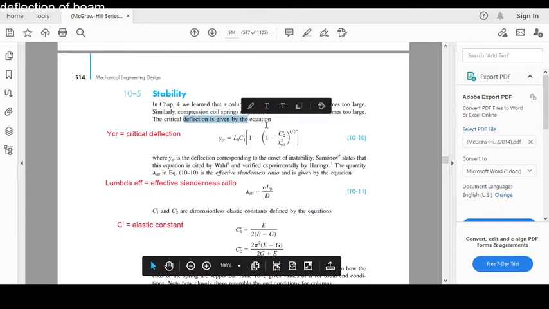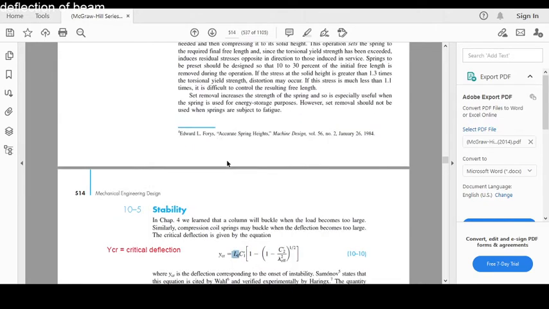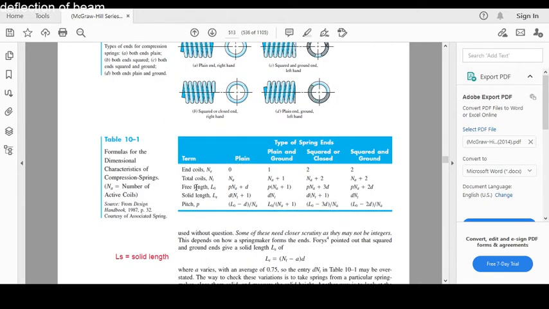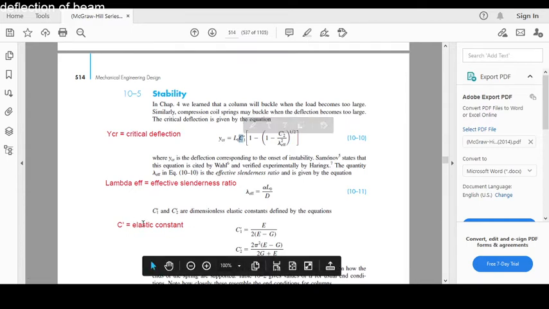The critical deflection is given by this equation. Critical deflection equals L naught, where L naught is the free length. C prime 1 is the elastic constant.